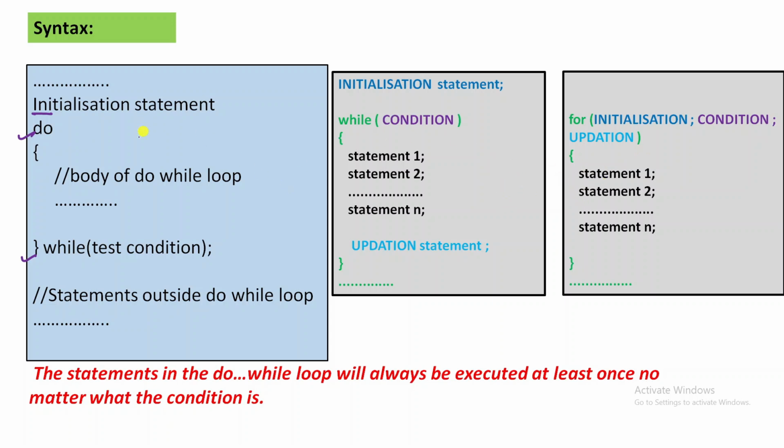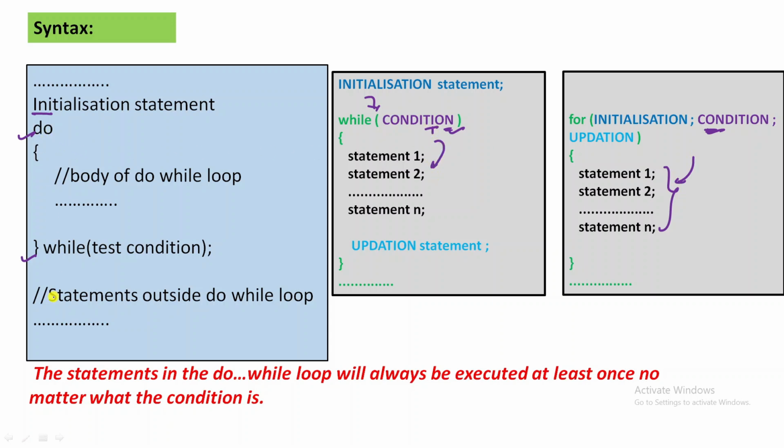So syntax wise, what is the difference in the do while loop? In the while and the for, this condition is checked at the entry of the loop. Whenever we are entering the body of the while loop, we first check the condition. The same way, before going into the body of the for loop, the for loop first checks this condition. If this condition is true, then only we will come here.